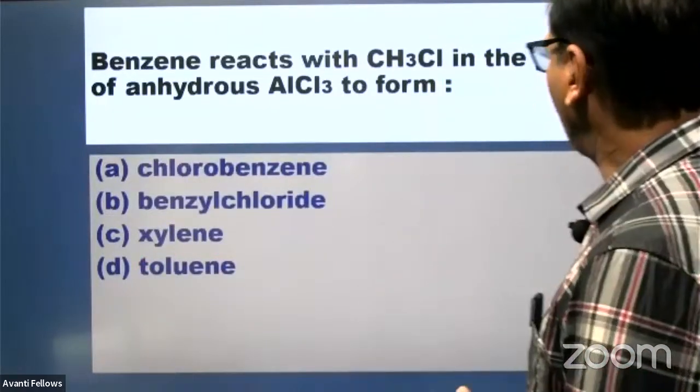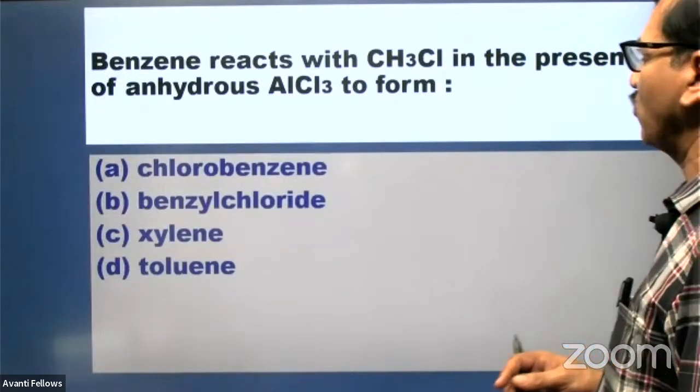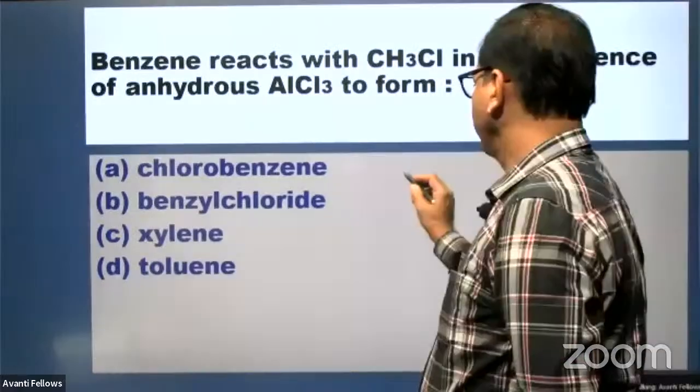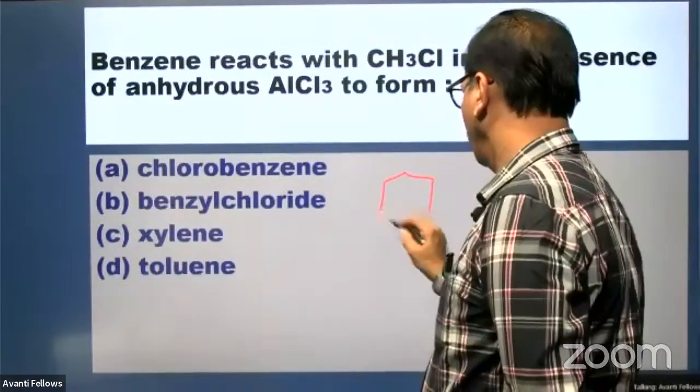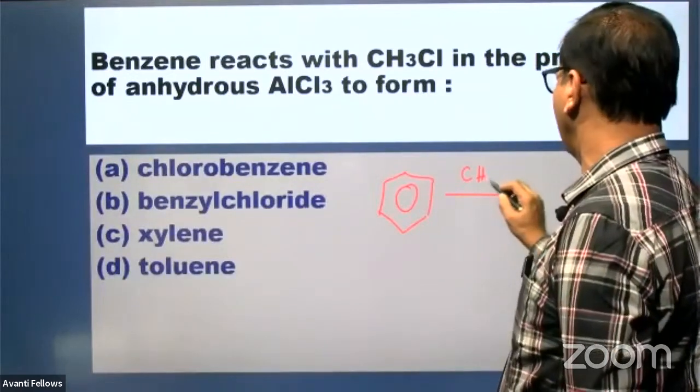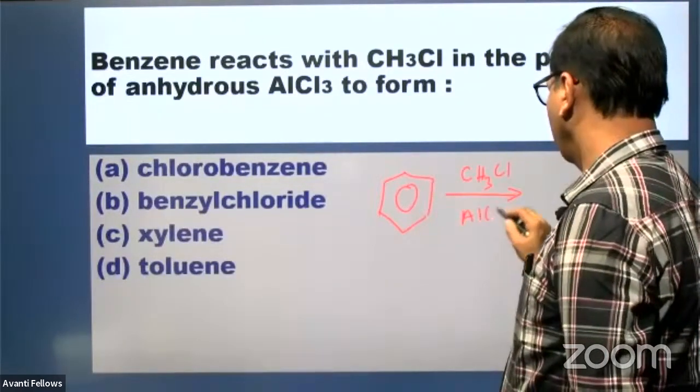Now, benzene reacts with CH3Cl in the presence of anhydrous AlCl3 to form... It is not there. So D, sir. D. Okay, benzene reacts with CH3Cl, AlCl3.